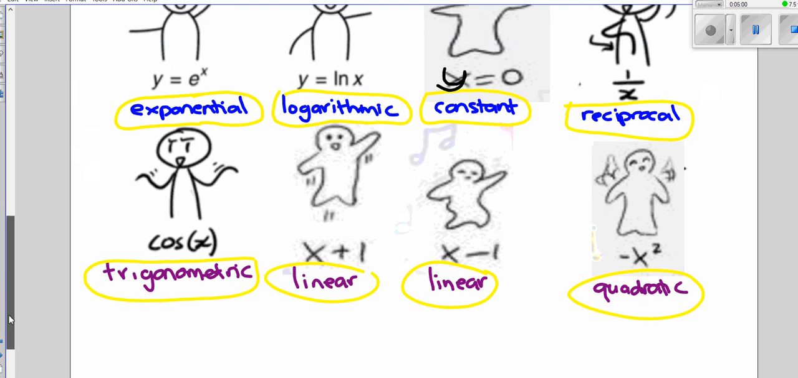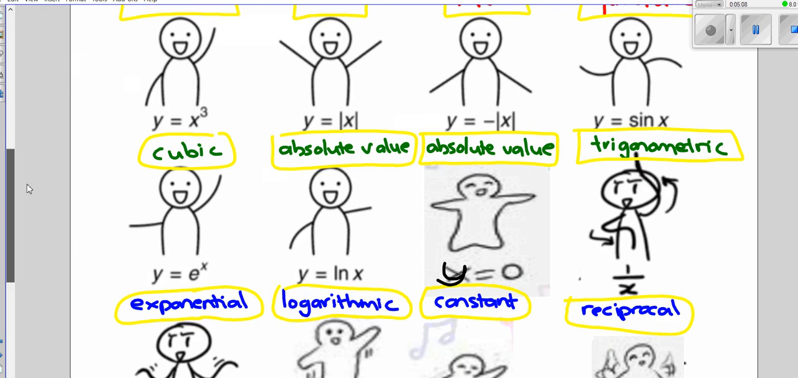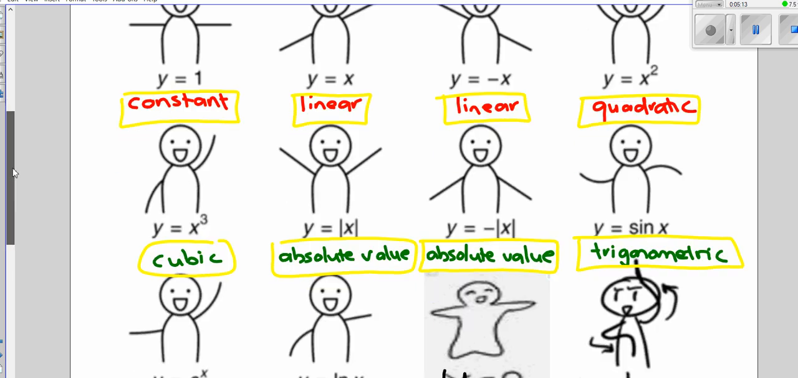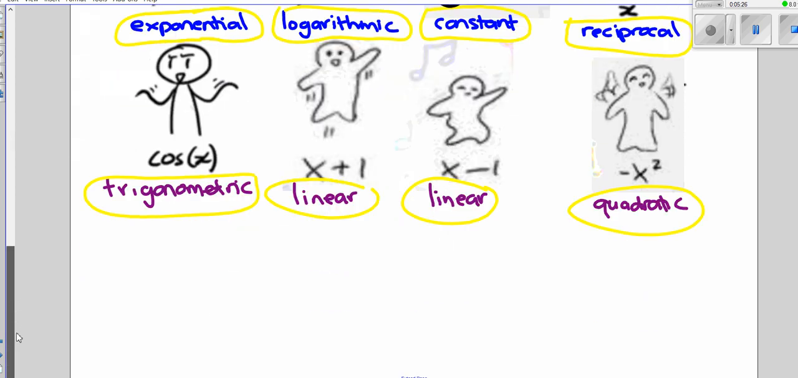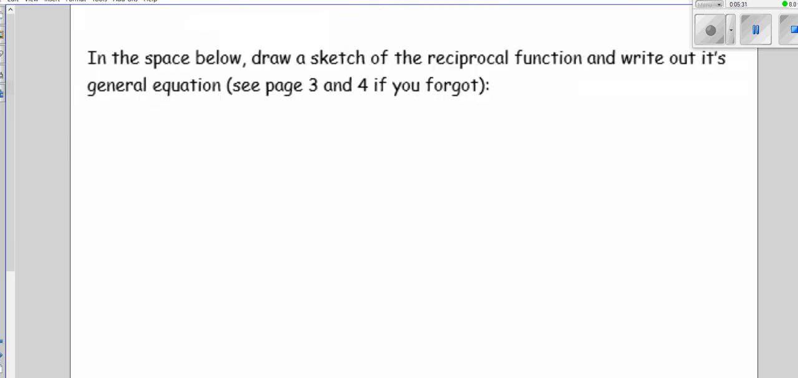Whereas x minus 1 is just like y equals x, but it's just moved down a unit on the graph. So it's like y equals x as if they just crouch down a little bit. So the same gradient, it's just everything's moved down a step. Y equals negative x squared, notice it's a negative quadratic. So if you want to draw in the functions on the little dances, you can. So hopefully you got those answers correct. In the space below, draw a sketch of the reciprocal function and write out its general equation. See page 3 or 4 if you forgot. So let's have a look at 3 and 4.